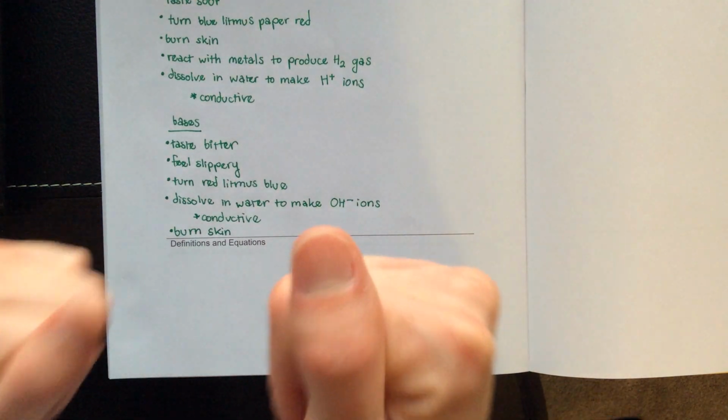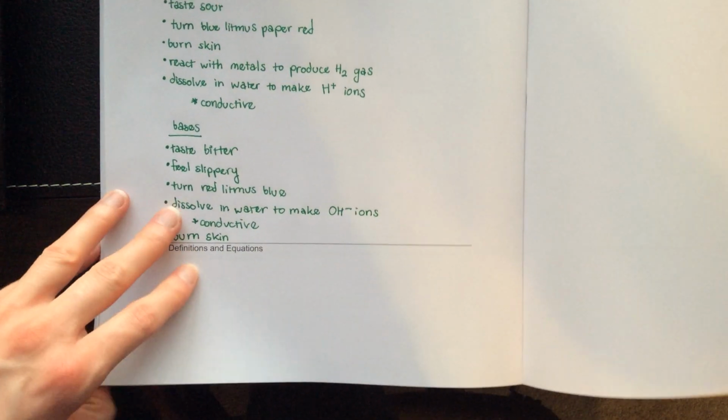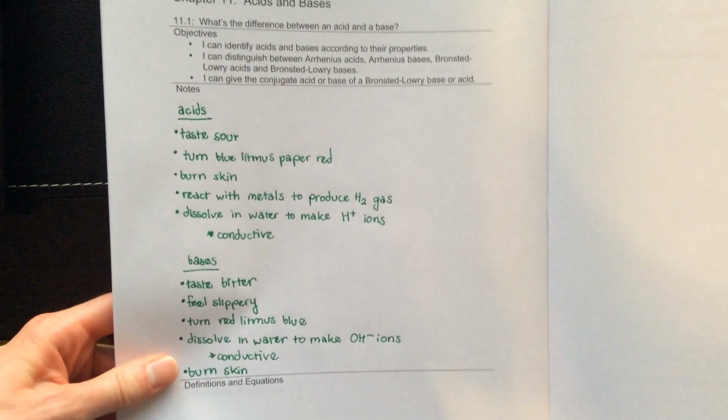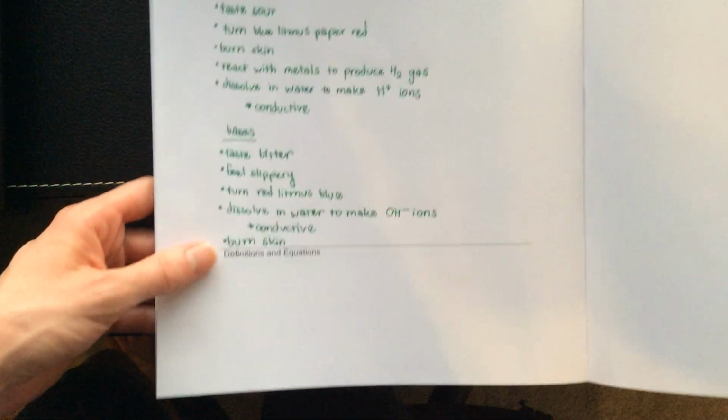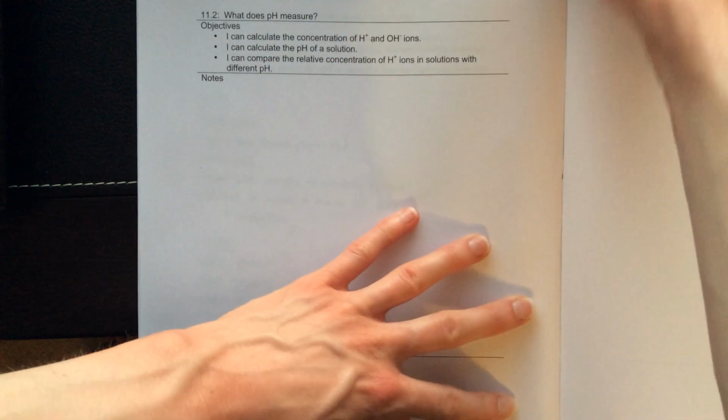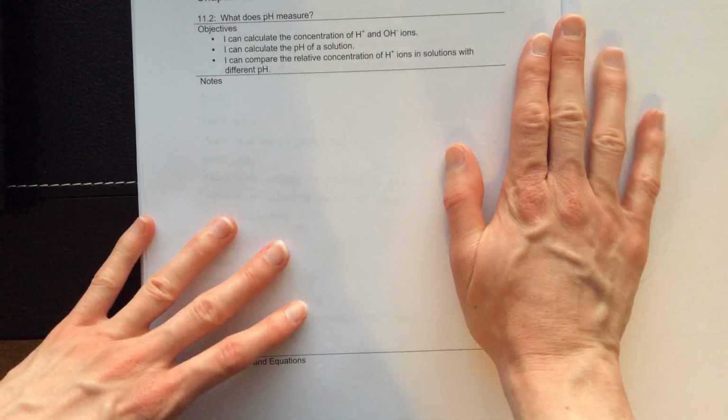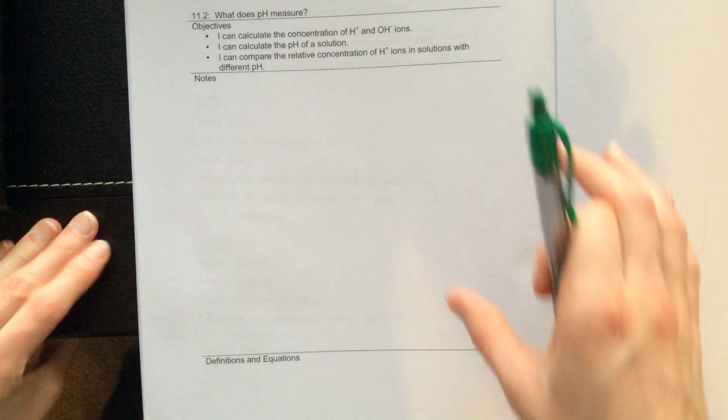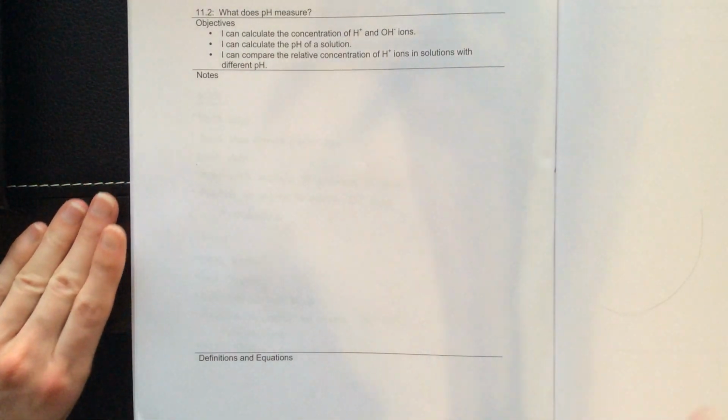Okay, that was section 11.1. Really easy, really fast. We need to get through this chapter pretty quickly, so we're actually going to do 11.2 really quickly now. So 11.2 is all about something called pH, which you probably have heard of. So we're going to talk more about it.